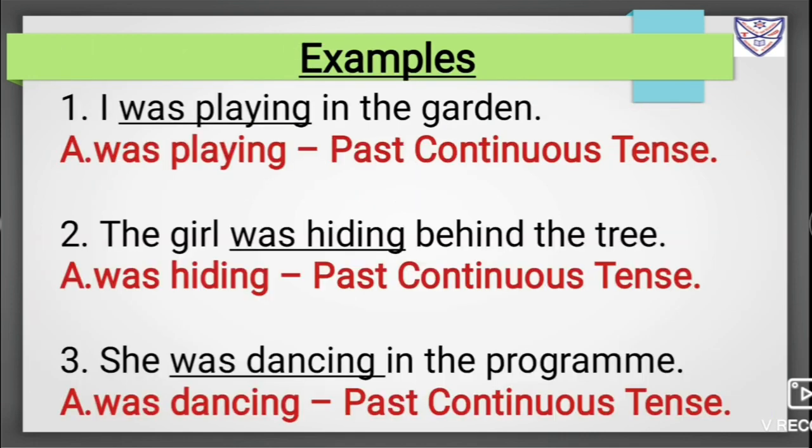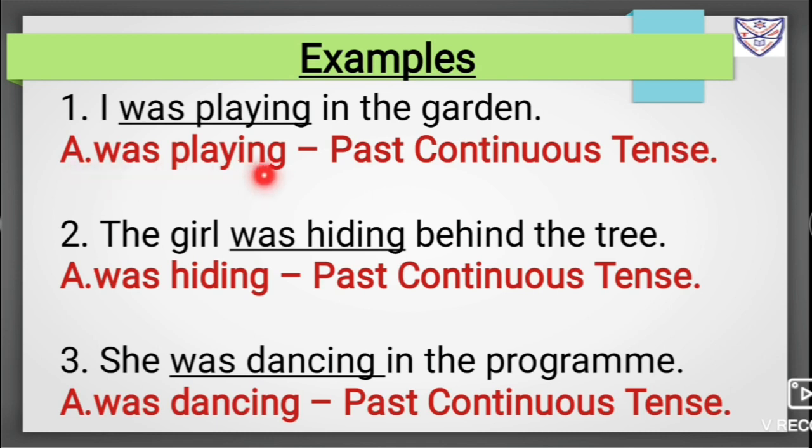Now let us see few examples. First one, I was playing in the garden. Now over here we have I as a subject. After this subject we have a helping verb, and that helping verb is "was". After "was" we have verb plus ing, that is play plus ing will become playing.